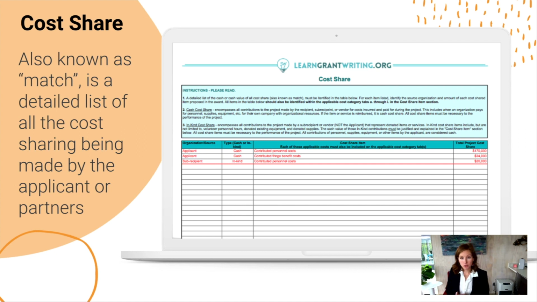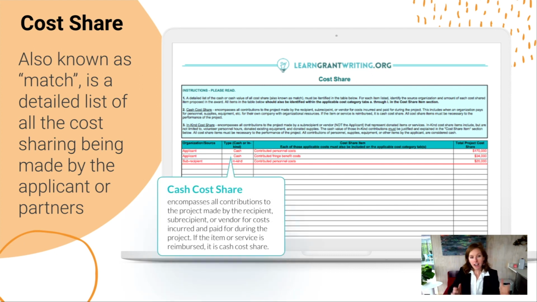Cost share, which you've probably also heard termed match, is a detailed list of the cost sharing that's being done by the applicant or your partners to help pay for the total project cost. So cash cost share is what you would think it is, actual hard cash, but it also includes things like personnel and your fringe and benefits, because that's a hard cost. If you have a project manager that you're paying, maybe 50% of their time is going to this, let's say they make $100,000 and 50% of their time is going to this project, so that's $50,000. That's a real cash expense to your business if you're not charging it to the project or your organization. And so that is a contribution to the overall project cost, and you can count that as match.